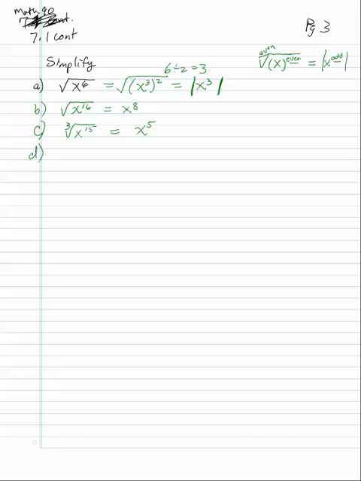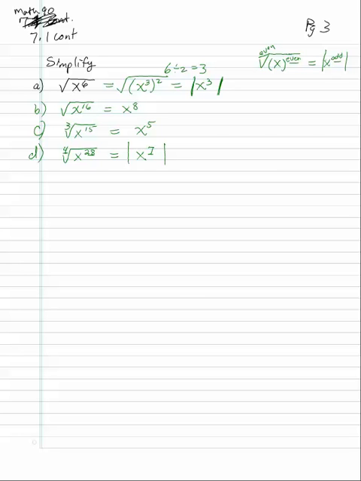So let me do one more. If I do the fourth root of x to the 28, I do 28 divided by 4 is 7, and see I had even, comes out odd, so I need the absolute value. Alright, so hopefully you get that.